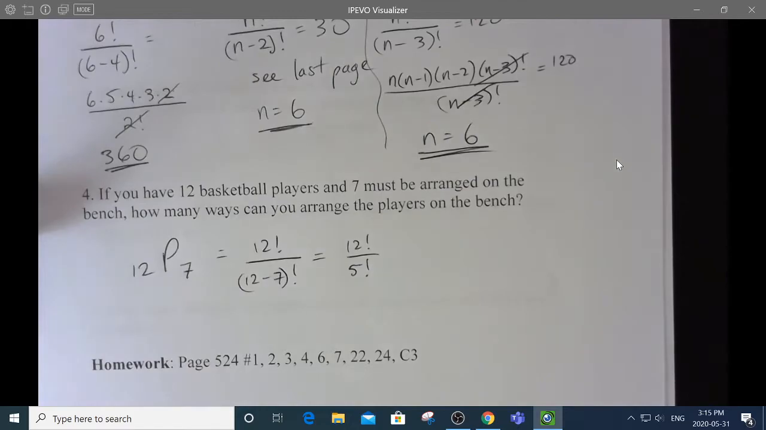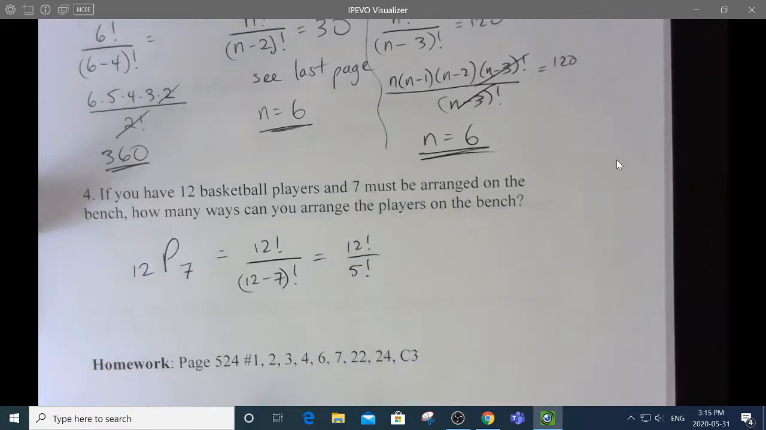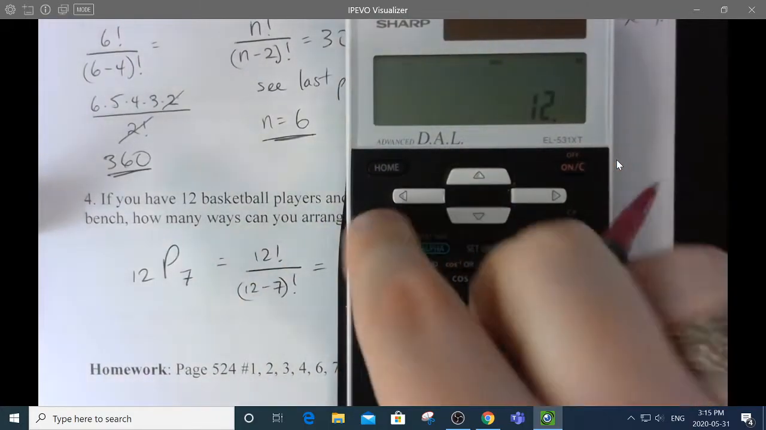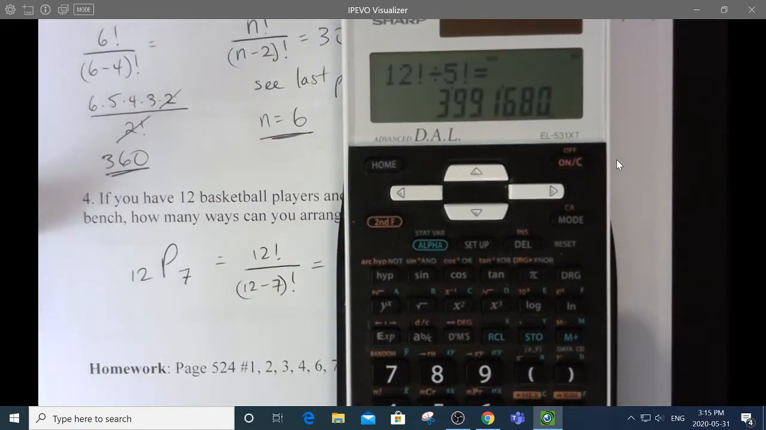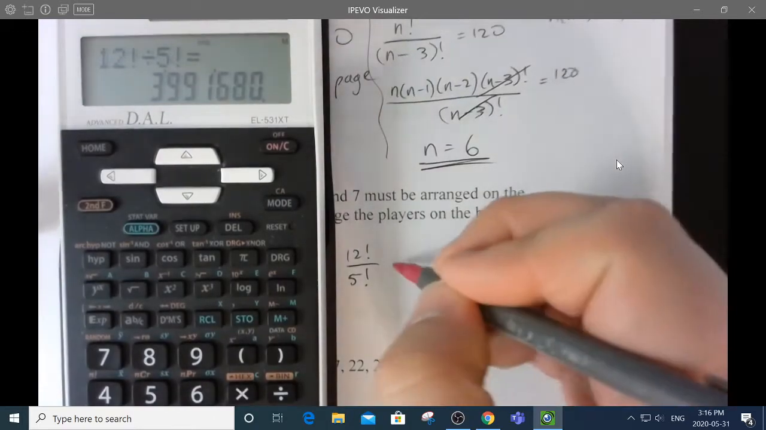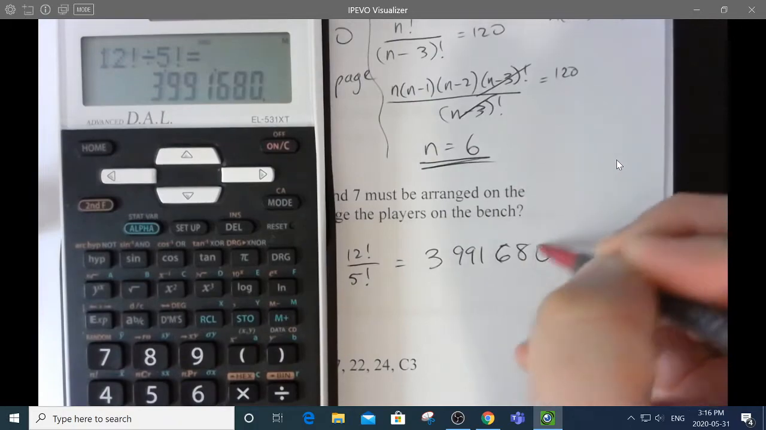Okay, I need a calculator for that one because 12 times 11 times 10 times 9 times 8 times 7 times 6 is too big a number to play with in my head. So I'm going to punch buttons, and while I'm at it, I'll actually show you an even quicker shortcut. But first, 12 factorial divided by 5 factorial is, and that's a big number. There's a lot of ways the coach can arrange that bench. Coach would spend the rest of his life trying to figure out how to arrange that. That's 3,991,680 ways to arrange those players.